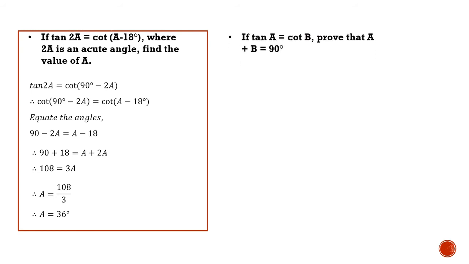Let's see the next question. Then A is equal to cot B. If it is the case, you have to prove that A plus B is equal to 90 degree. I can see that this question is also easy, but let's discuss it ahead.